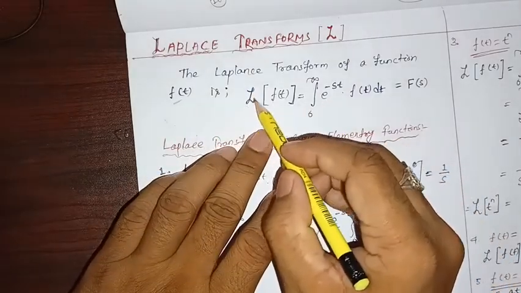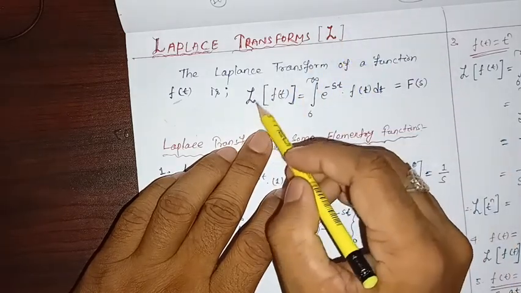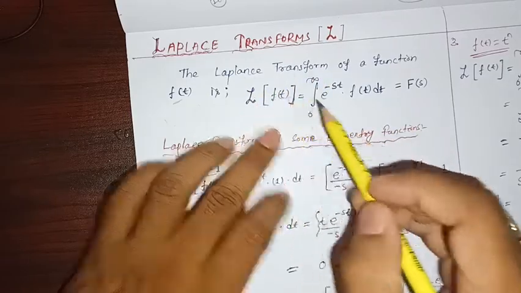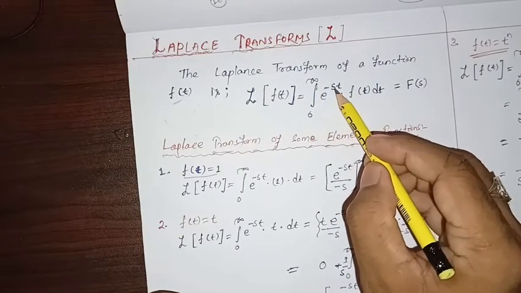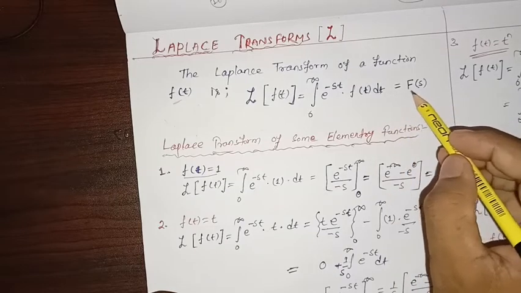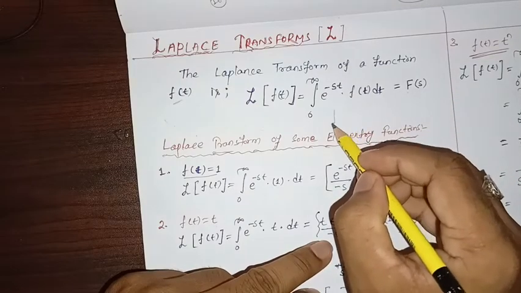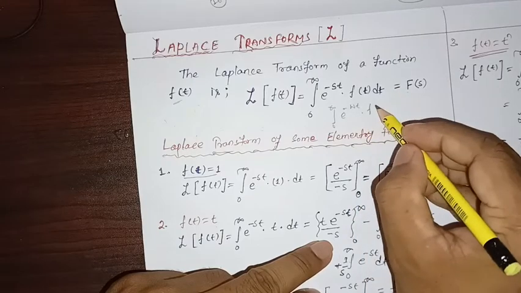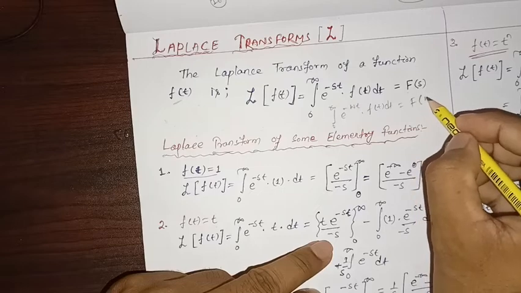Laplace transform. This symbol, this design of L, is considered the Laplace transform. The Laplace transform of any function is nothing but the integration from 0 to infinity of e to the power minus st into f(t) dt, which is written as F(s). Some books write it as the integral from 0 to infinity of e to the minus i omega t into f(t) dt, which is written as capital F of omega.